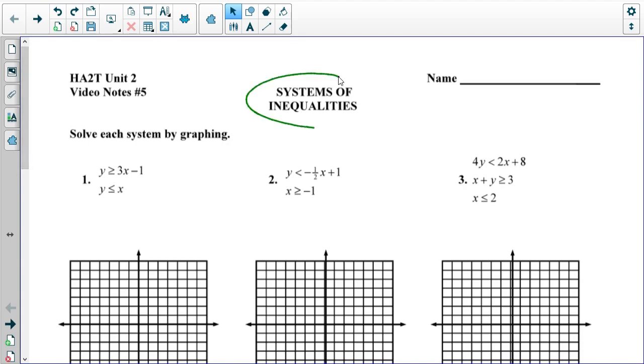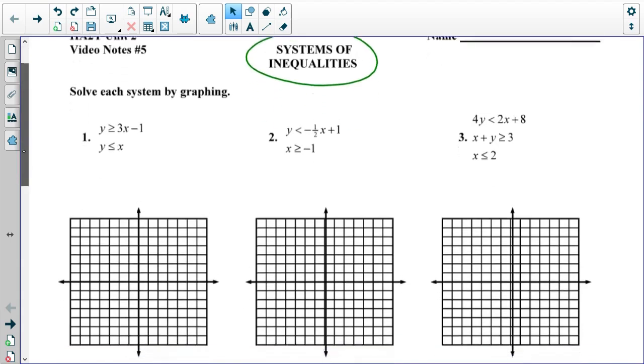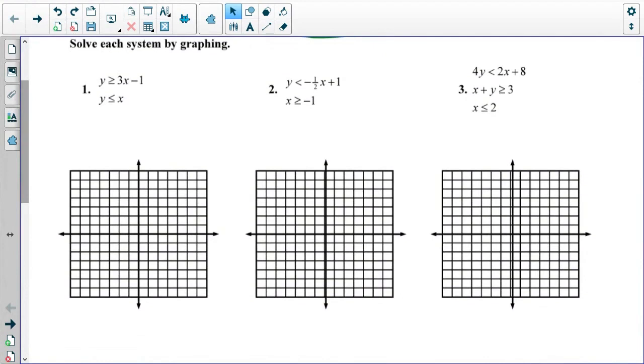We're going to talk about systems of inequalities in today's video. First, let's look at the first problem. Y is greater than or equal to 3x minus 1. We start at -1, and we have a slope of 3 because that's in slope-intercept form. So that works out really nice.